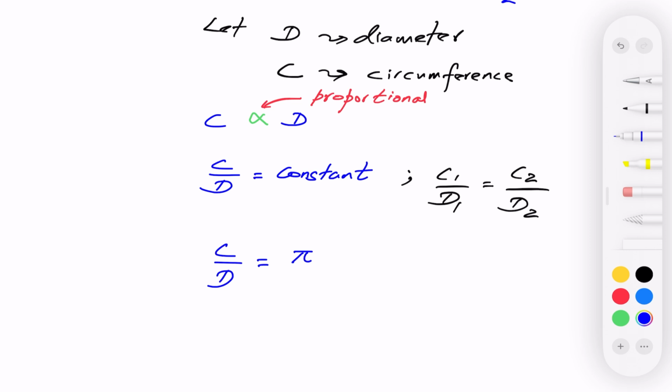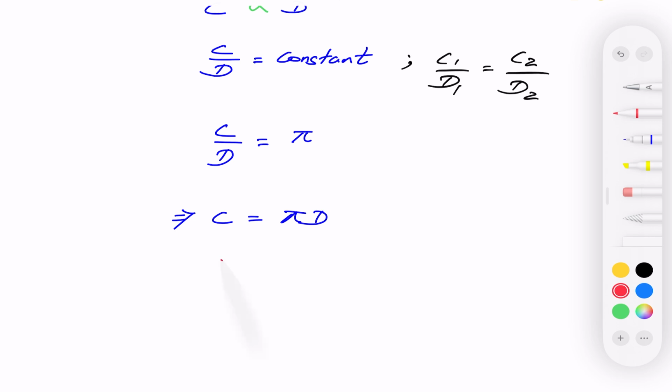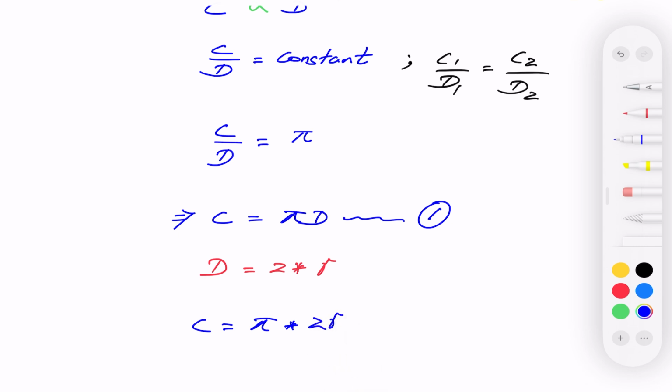Let's continue this discussion. Now, if I multiply this equation right here, both sides by D, I get C equals pi times D. Now, we know that diameter D should be equal to 2 times the radius, where r is the radius. Now if I replace that in this equation right here, let me label that equation as equation number 1, we get C equals pi times 2r, which we can write nicely as C equals 2 pi r.